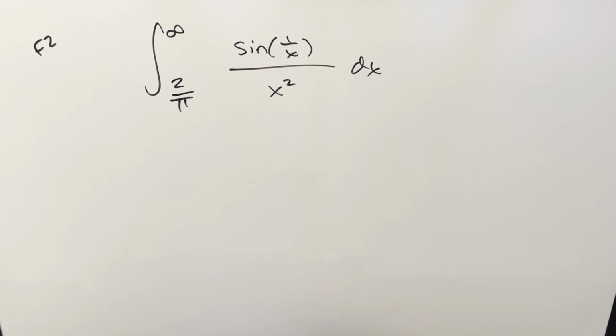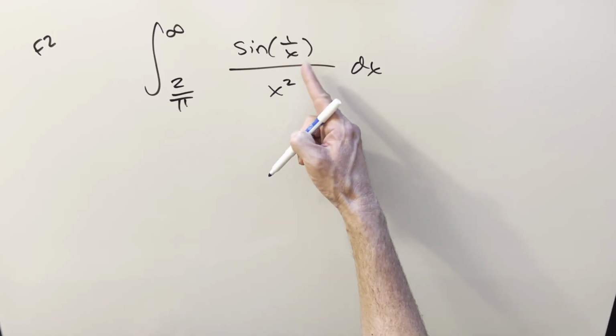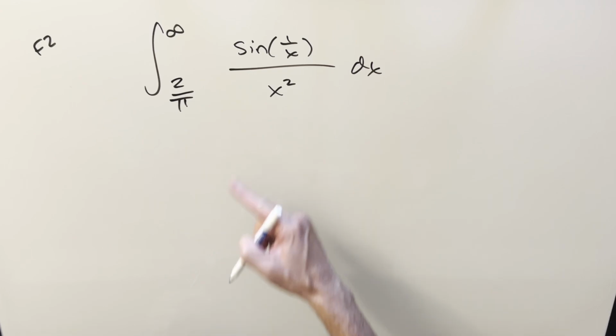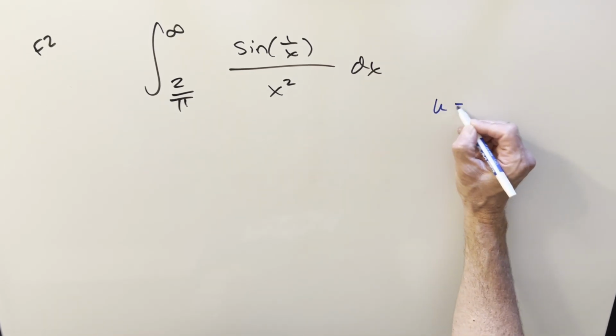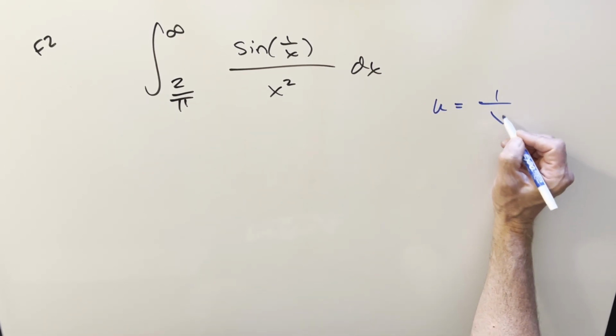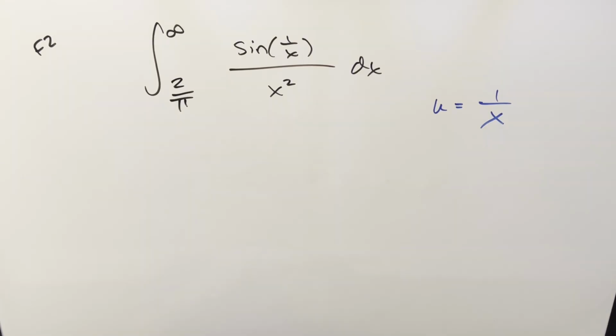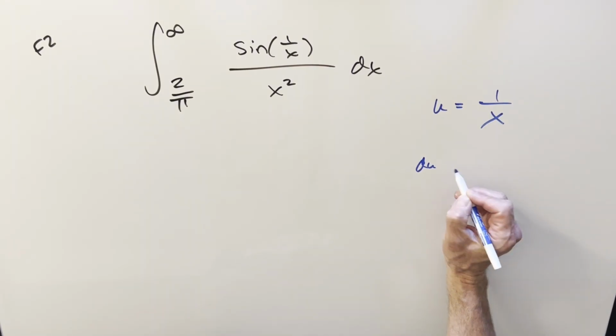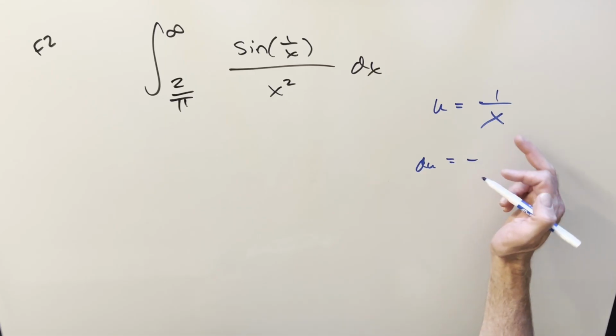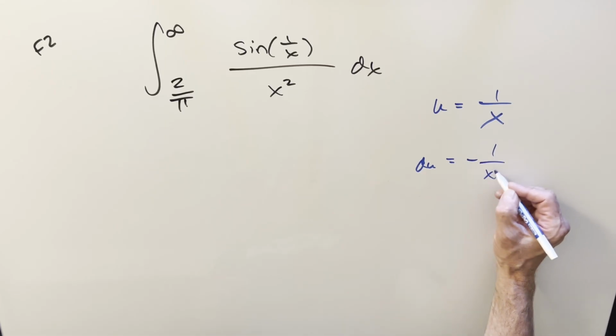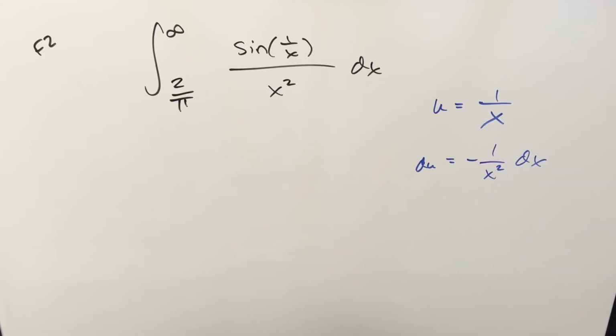So oftentimes what we're going to want is u substitution. And that's actually going to work pretty well with the x squared in the denominator. So what we'll do to start is we'll just do u equals 1 over x. It would probably work fine to solve for x, but let's just take a derivative here, and this is going to be du. Derivative of this is going to be minus 1 over x squared dx.